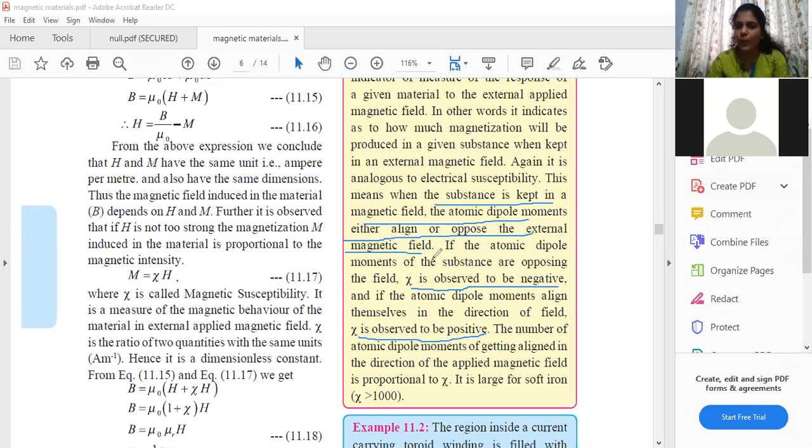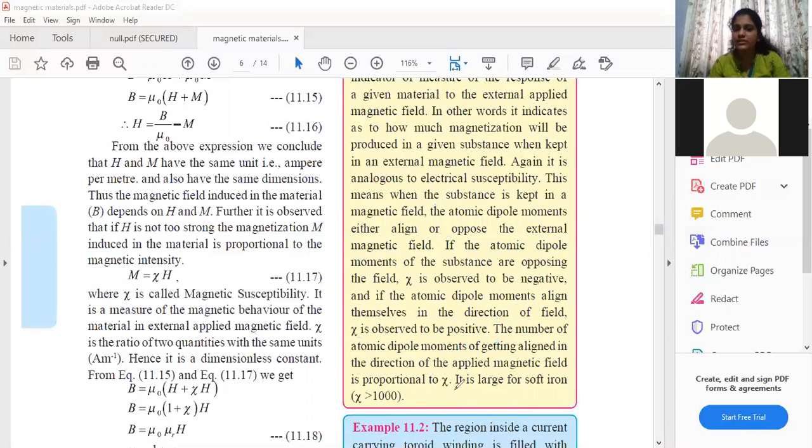I hope you all are understanding this part. All right, so this point is important. The number of dipole moments in alignment in the same direction as the external magnetic field is directly proportional to your magnetic susceptibility, because that is responsible for the magnetic character. If it is in the direction of the magnetic field, only then it has magnetic character. If it is in the opposite direction, there is no magnetic character in it. And magnetic susceptibility is the amount of magnetization. I hope you all are understanding this.